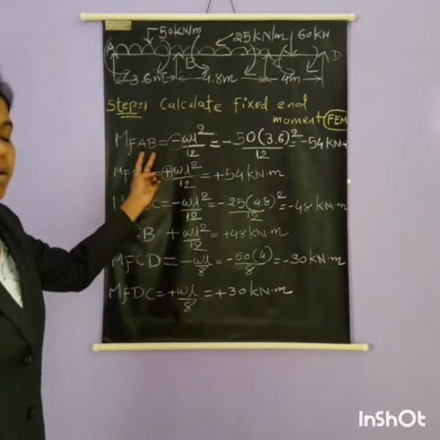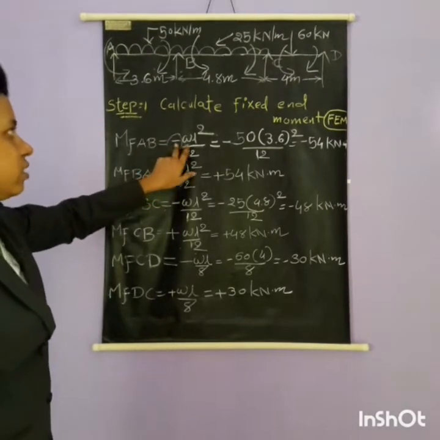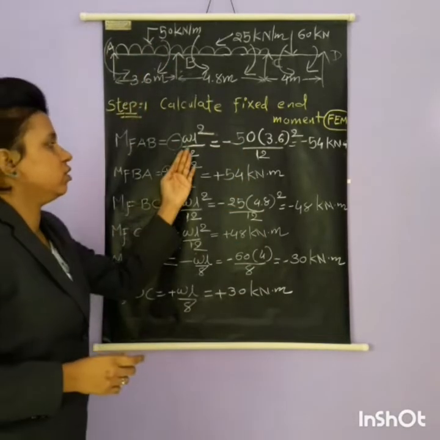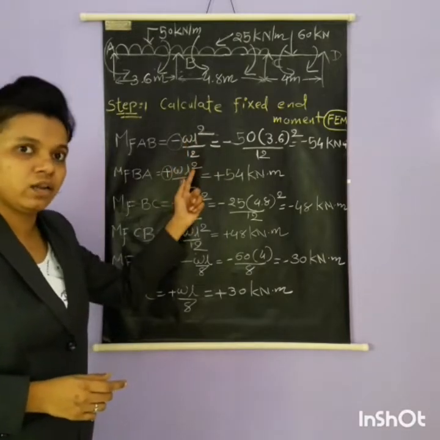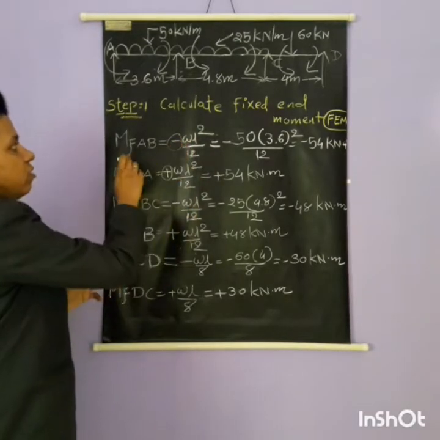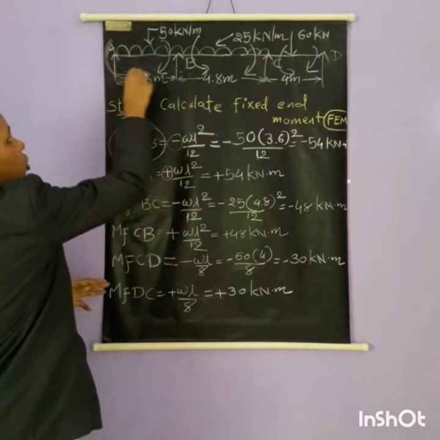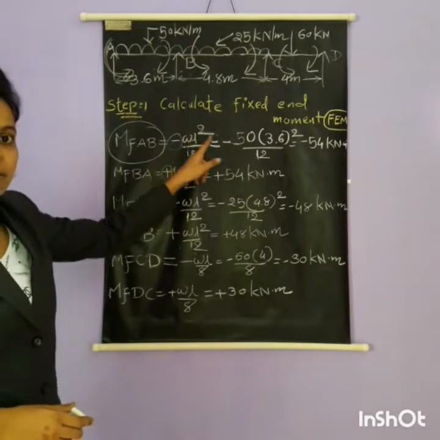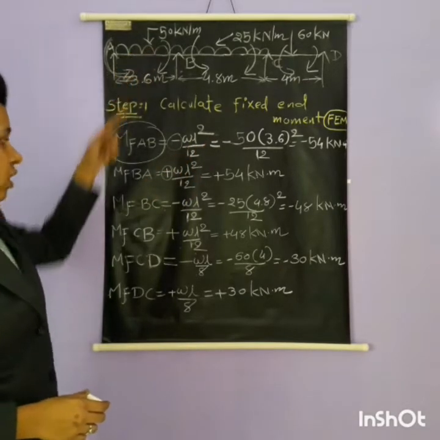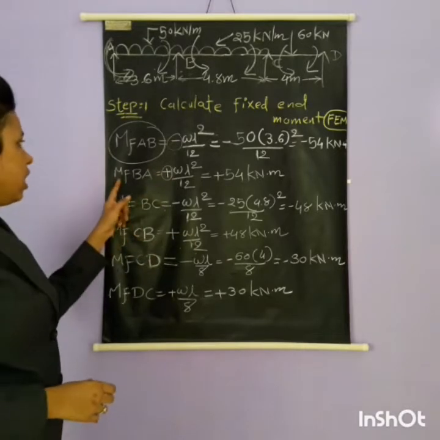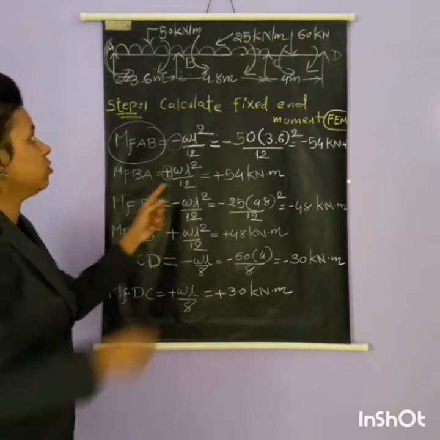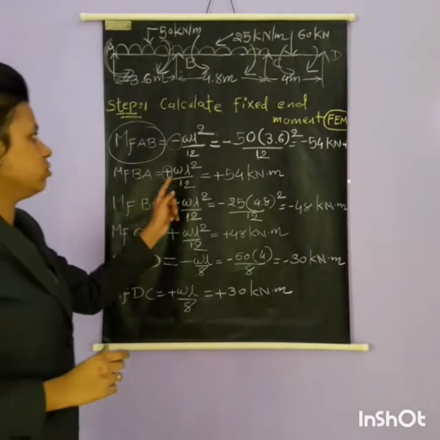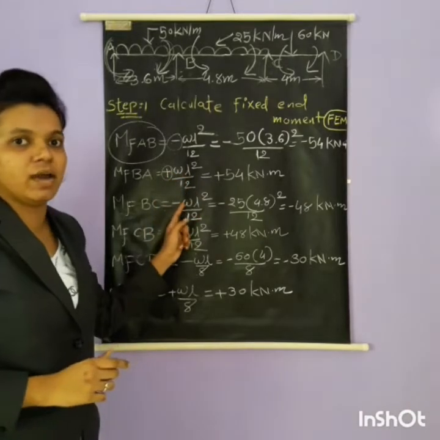What is the formula of MFAB? Here you can see the minus WL square by 12. For the UDL load, the formula is WL square by 12, and the minus sign represents the A to B direction, which is anti-clockwise. As well as same thing MFBA, which is positive, B to A, which represents the clockwise direction, and we have to use the positive WL square divided by 12.